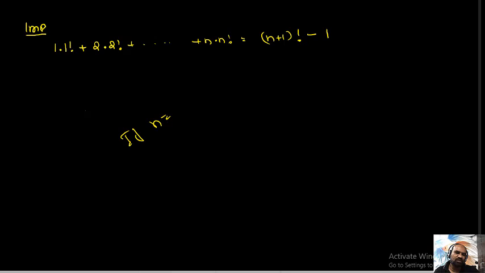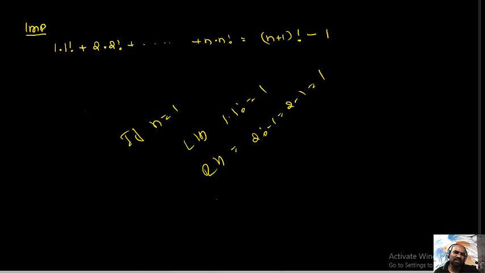Students should remember this: 1 into 1 factorial plus 2 into 2 factorial plus so on plus n into n factorial equals n plus 1 factorial minus 1. Observe the verification. If n is taken as 1, what is LHS? 1 into 1 factorial, that is 1. What is RHS? 1 plus 1, 2 factorial minus 1, that is 2 minus 1, that is equal to 1.